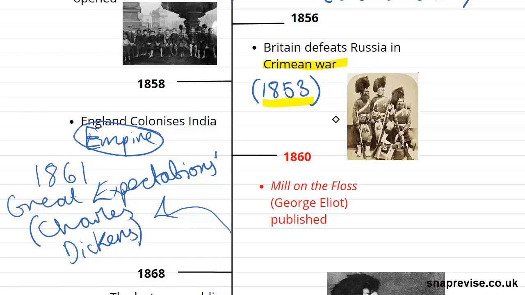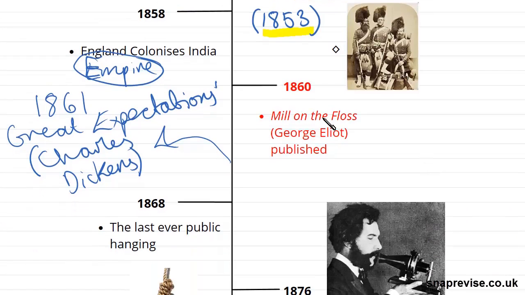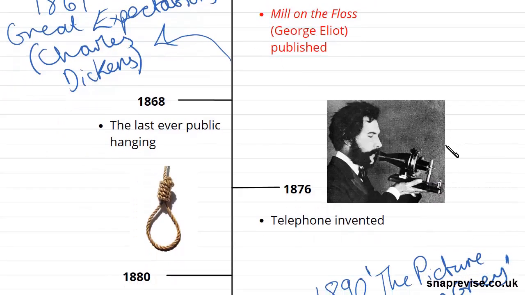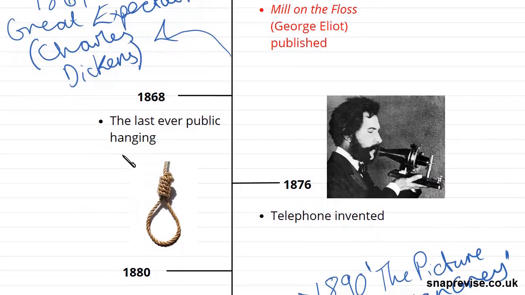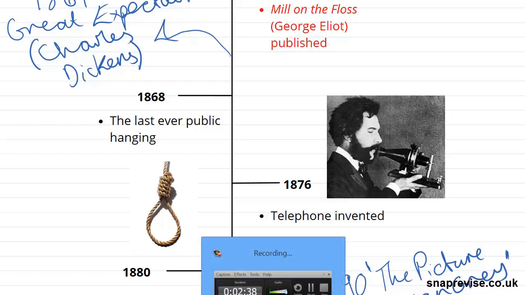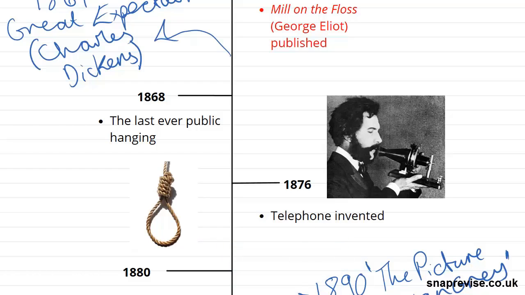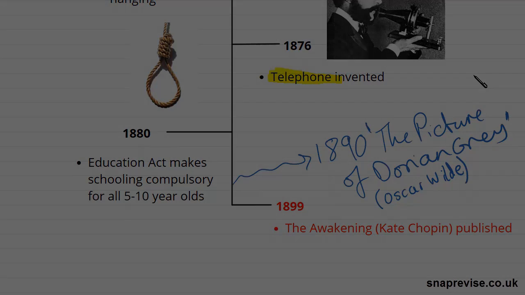I've just written empire here because it's very important to remember that empire is often a theme of many Victorian novels. In 1860, The Mill on the Floss was published by George Eliot. In 1868, there was the last ever public hanging. In 1876, so we're skipping quite a few years here, the first ever telephone was invented, and this is important about the increased amount of communication across the world.